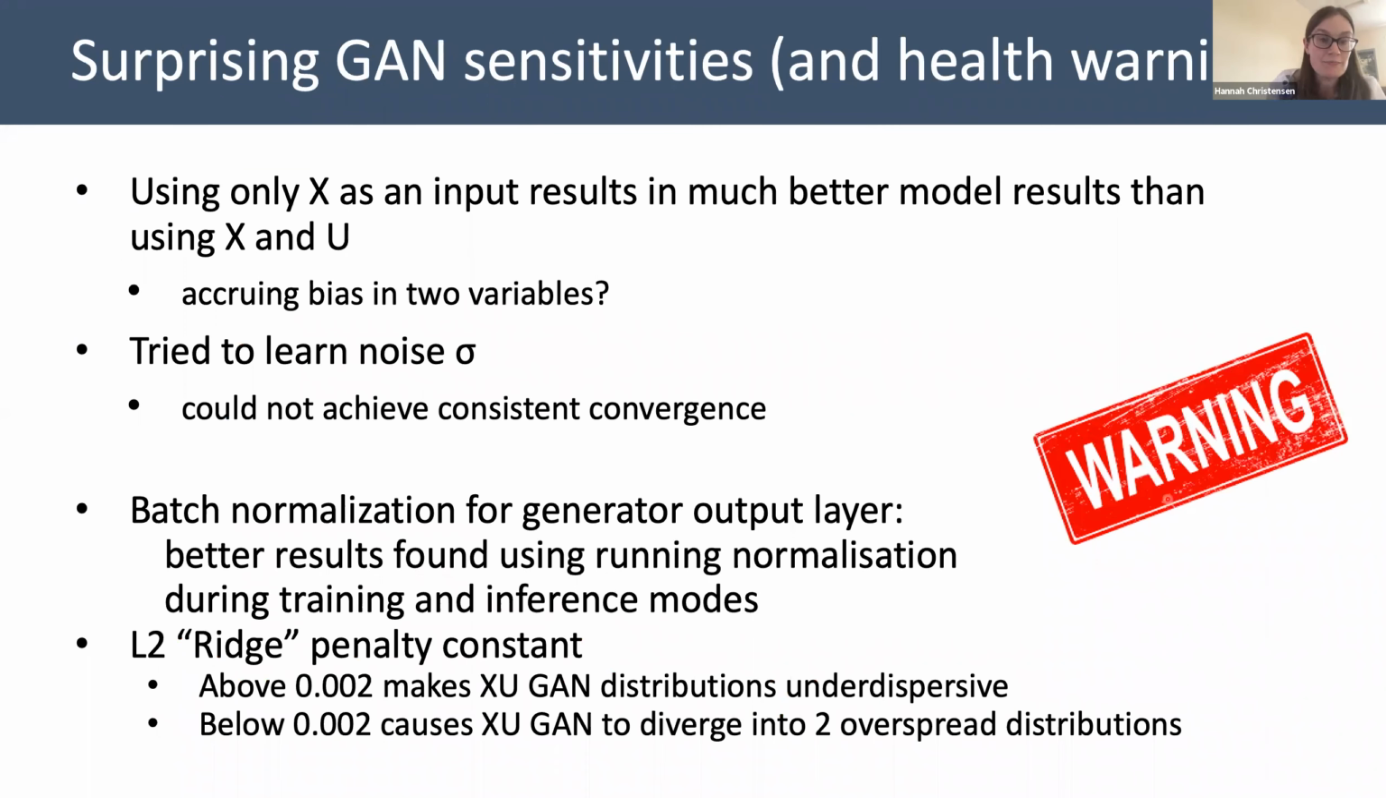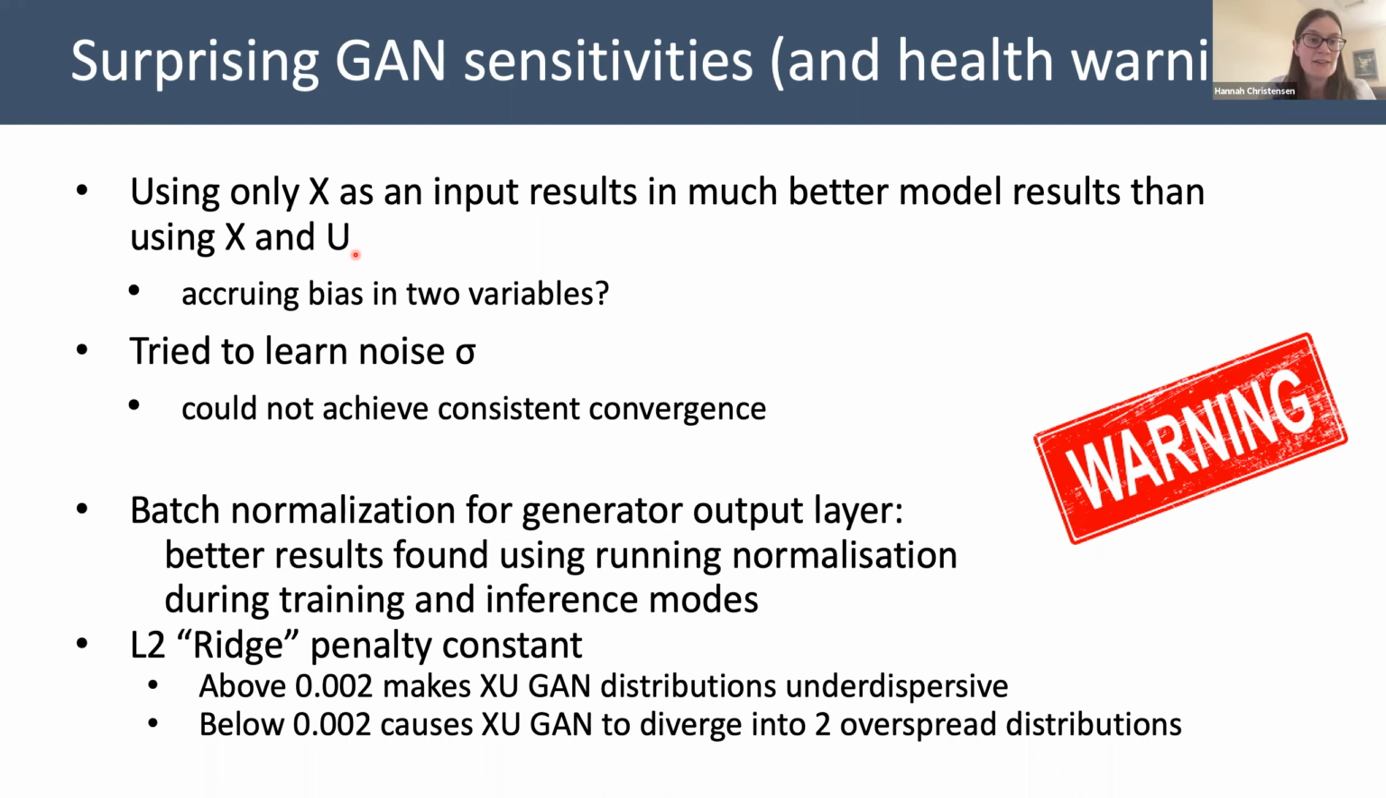So before I wrap up, there were quite a few surprising sensitivities, kind of health warnings that we took out of the project. Firstly, there's this rather intriguing result that using only X as an input gave much better model results than using X and U. The reason we put in U as an additional input was that we thought it was a really neat way of building temporal correlation into the model, because we saw that for the Lorentz system, you had this kind of sweeping through the joint PDF of U and X. And so why not give it this extra information of the previous tendency to help it learn the next tendency?